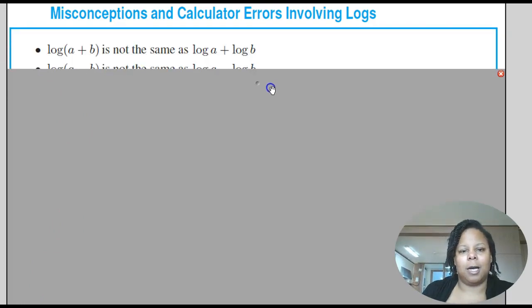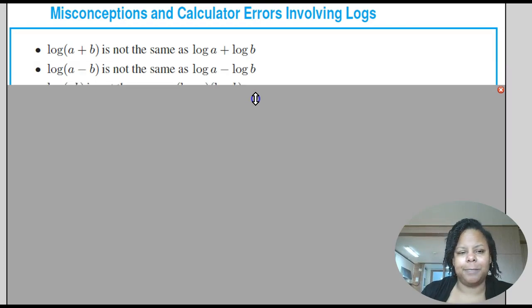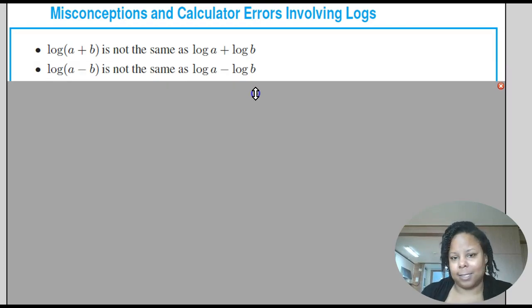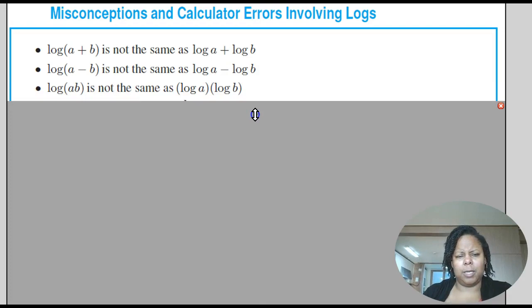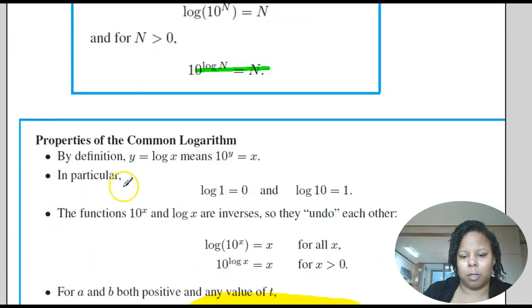Last but not least, misconceptions and calculator errors involving logs. Log of a plus b is not the same as log a plus log b. Test it in the calculator and you'll see. Log of a minus b is not the same as log a minus log b. And log of ab is not the same as log a times log b. And then, of course, log of a divided by b is not the same as log a divided by log b. The only properties that work are the ones that are over here.